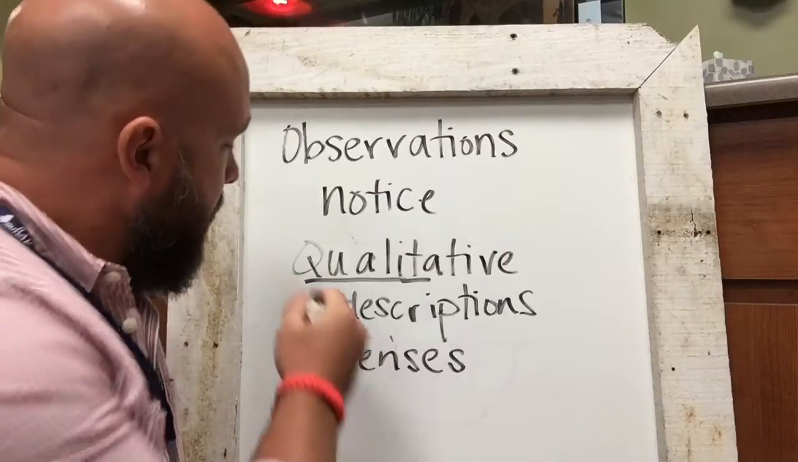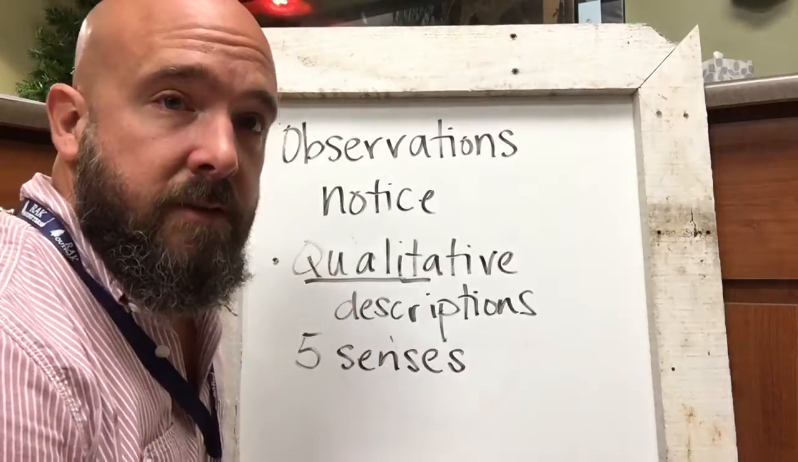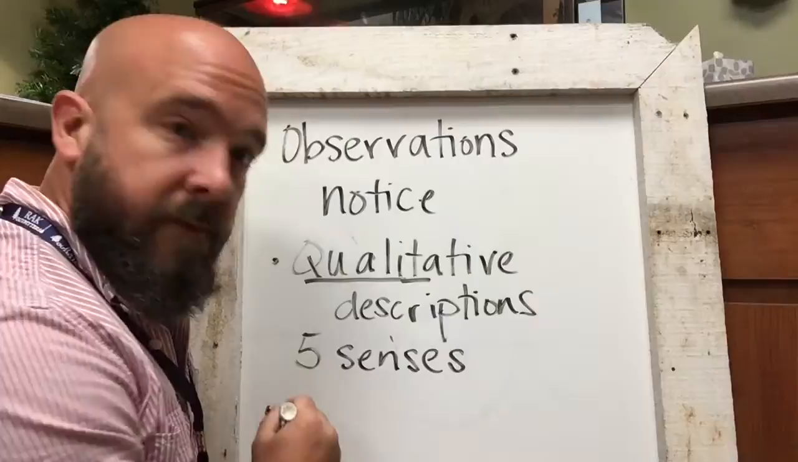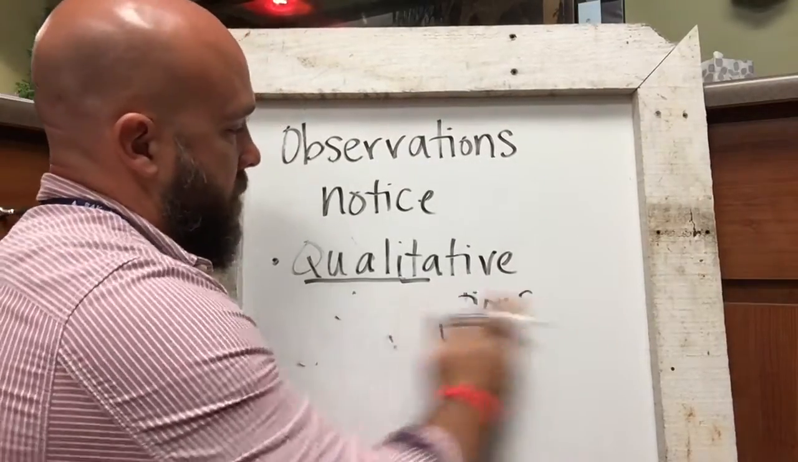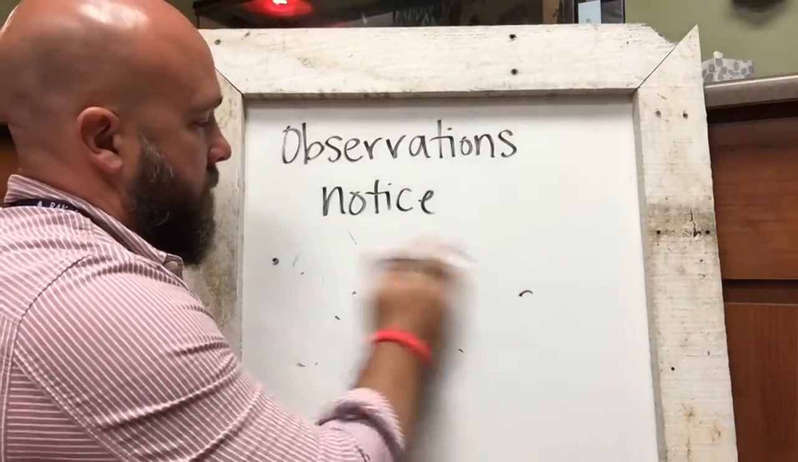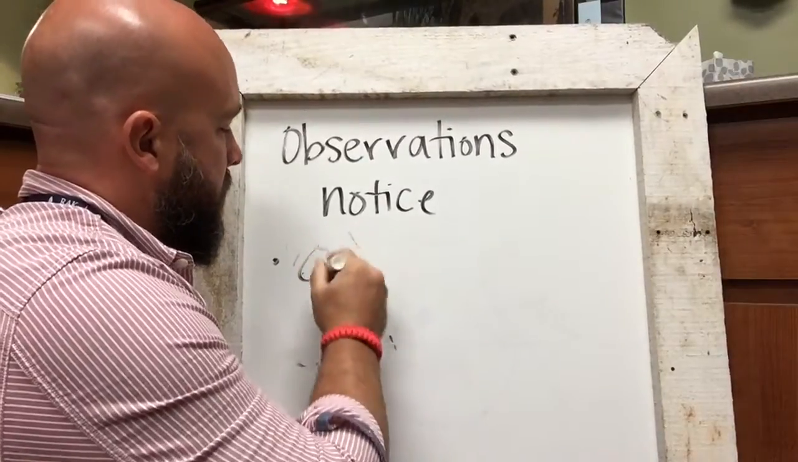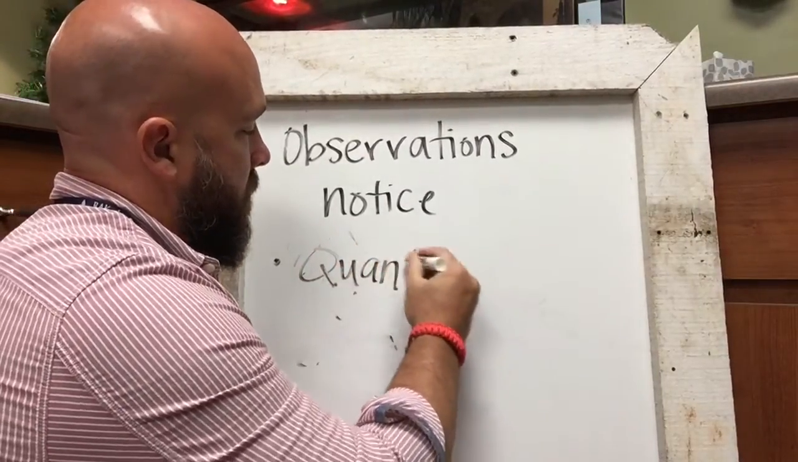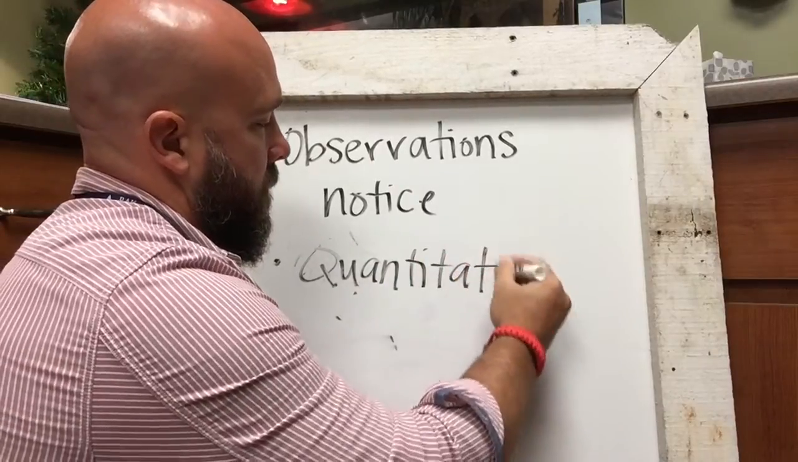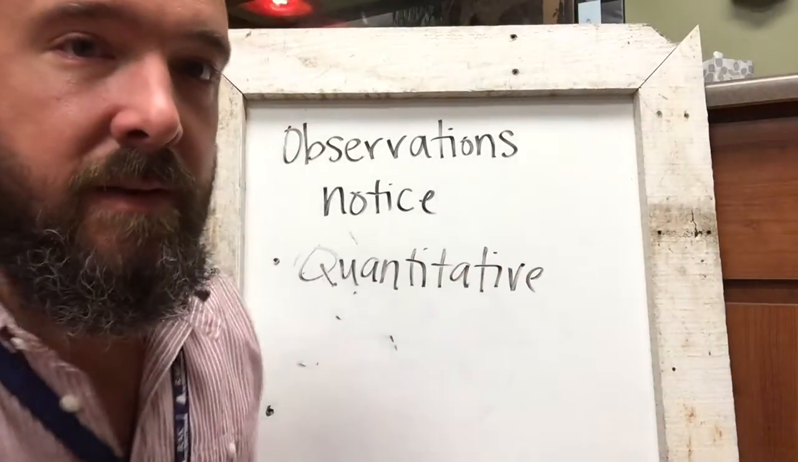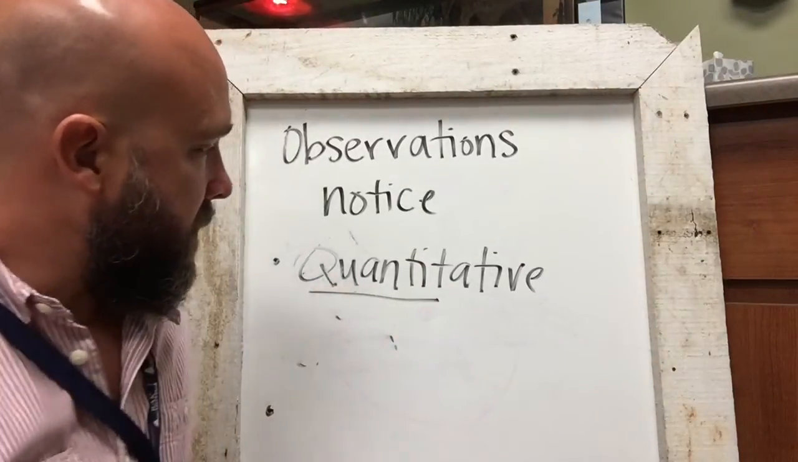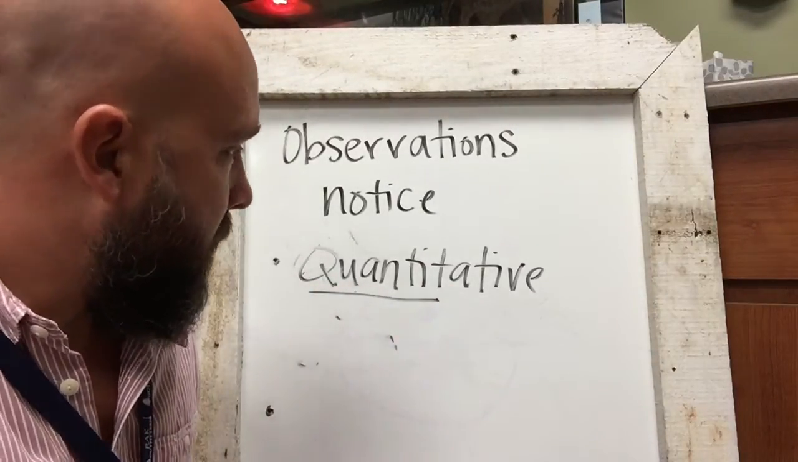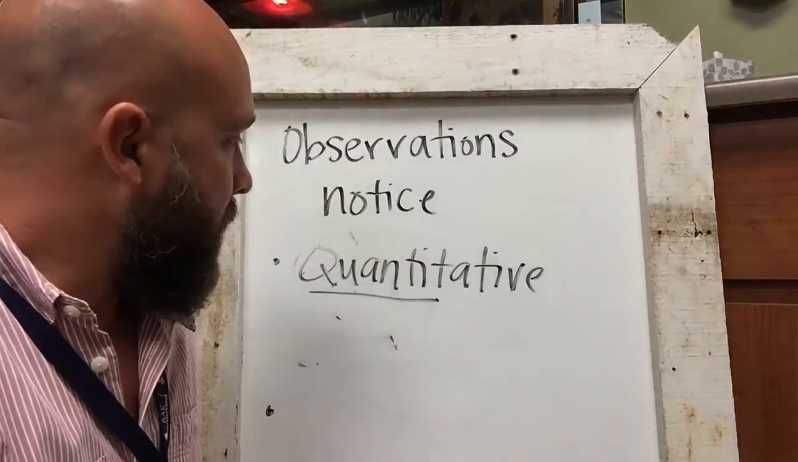And the second way of making observations is quantitative. I think that's the right amount of T's. Quantitative. So immediately we see the word quantity.